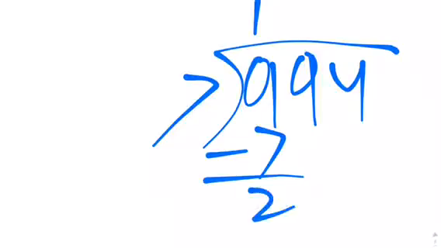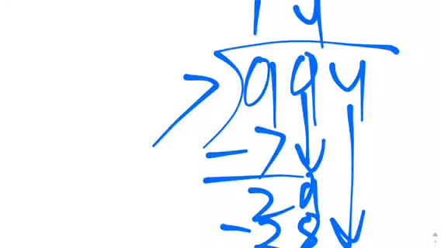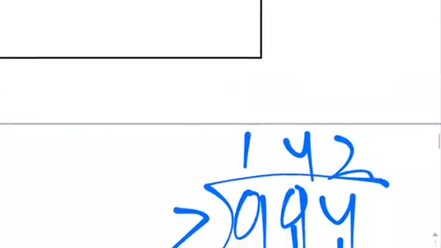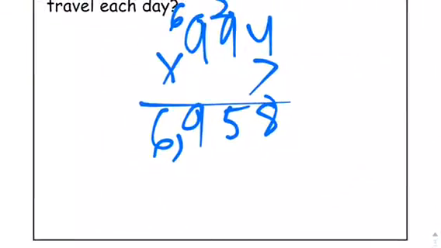Okay, and 7 goes into 9 how many times? 1, 9 minus 7, 2. Bring down the 9. Marcus, 7 into 29. 4, 28. Gives you 1. Bring down the 4. Marcus, 7 into 14. 2. What's your answer? 142 miles. Marcus, sign your name.